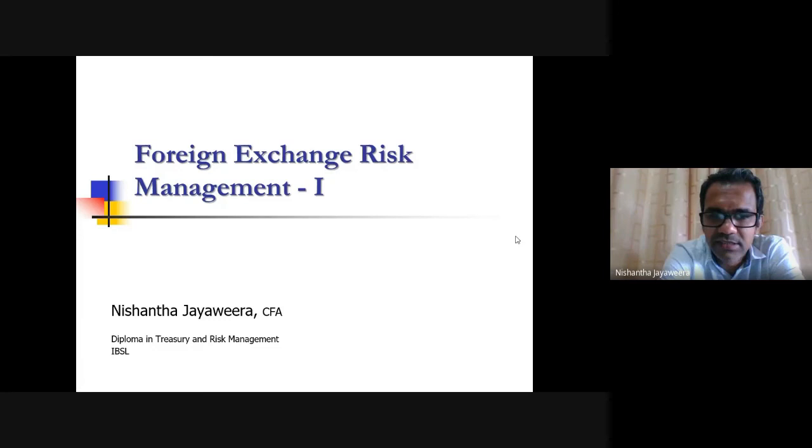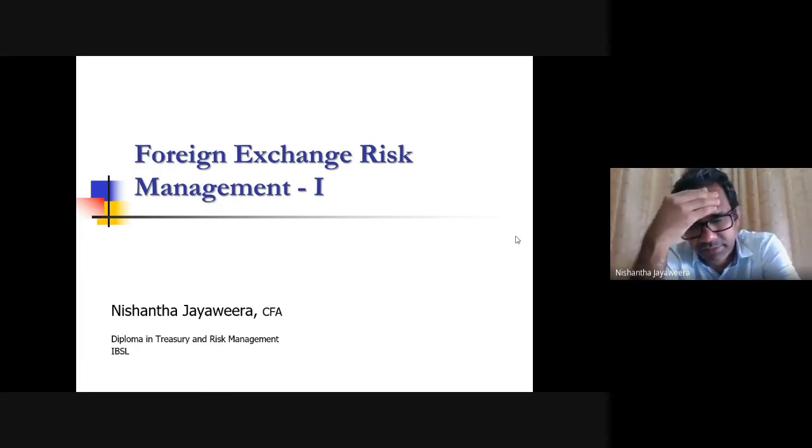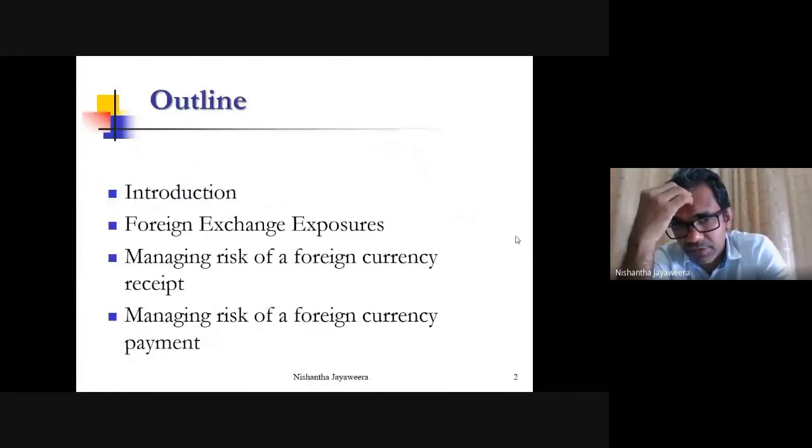These concepts I'm not going to discuss, because it is time consuming and it's not relevant for a treasury, I would say, especially in a bank. So therefore we are not going to discuss that. Any questions? If not, we'll go into foreign exchange risk management. And again, you can remember the foreign exchange related concepts that we discussed. I'll give a brief introduction, then the foreign exchange exposures that we can have, and then how to manage the risk.